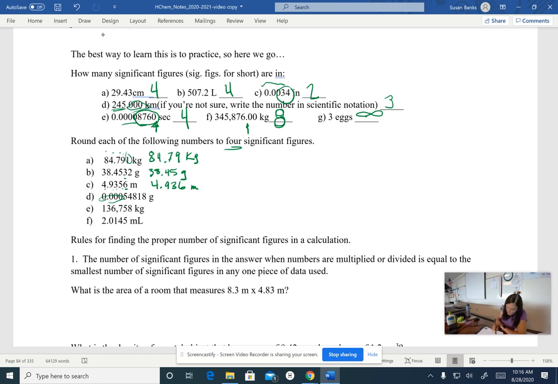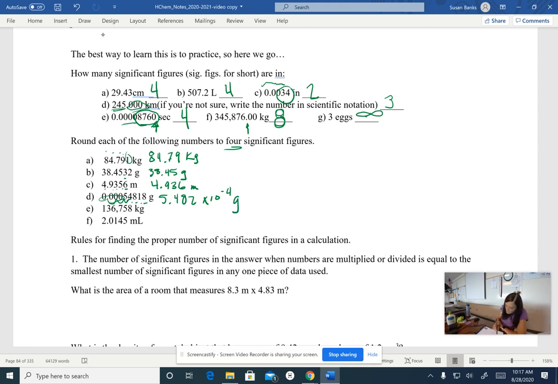So I'm going to start counting here. 1, 2, 3, 4. This 8 tells me to round up. So I'm going to write this in scientific notation. 5.482 times 10 to the negative, let's see, 1, 2, 3, 4, negative 4. I had to move that decimal 4 spaces, grams.